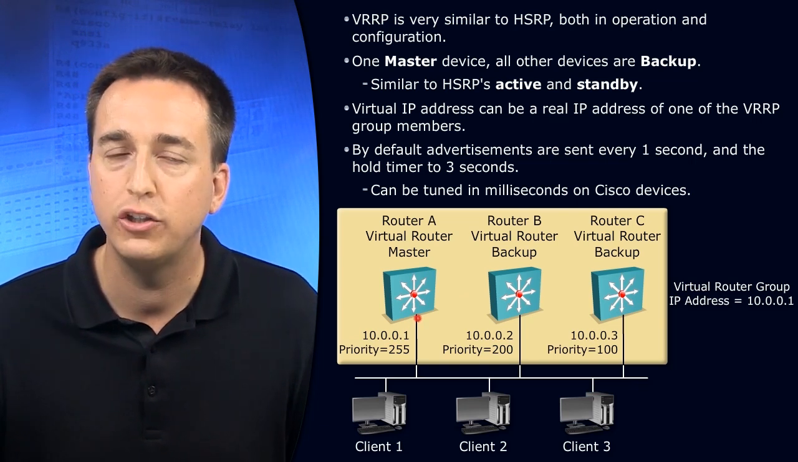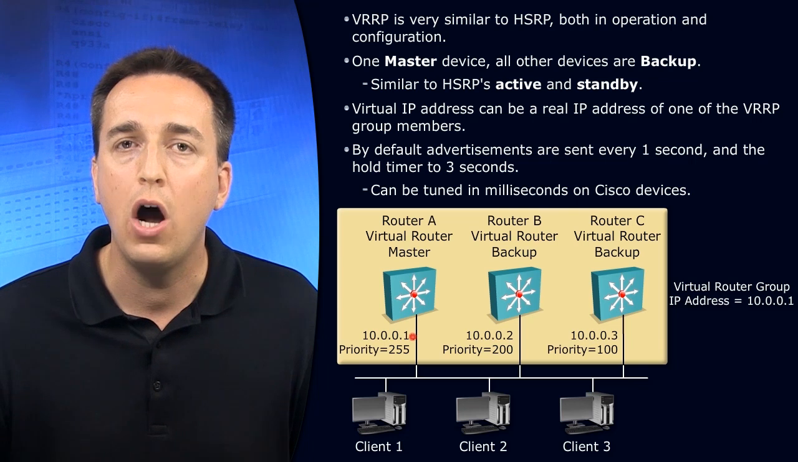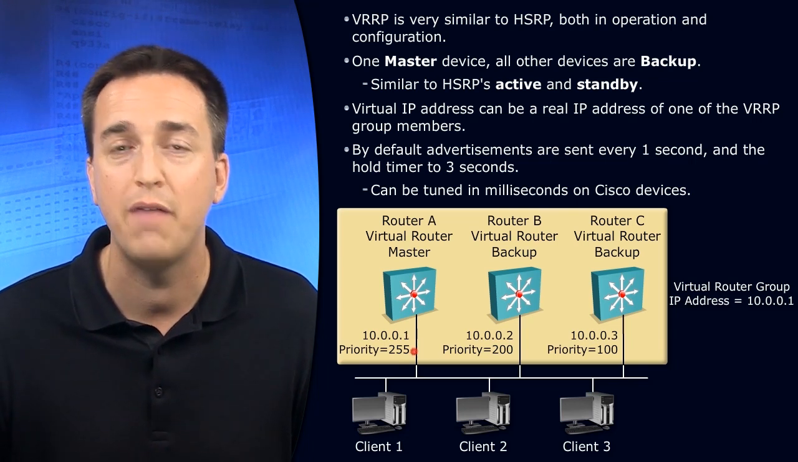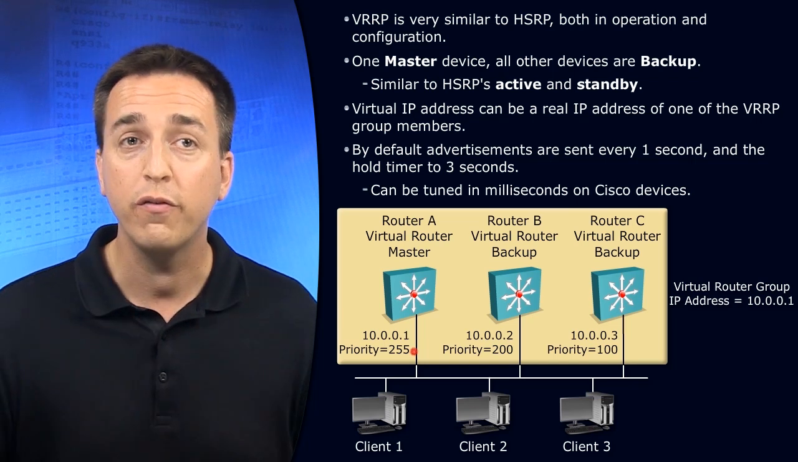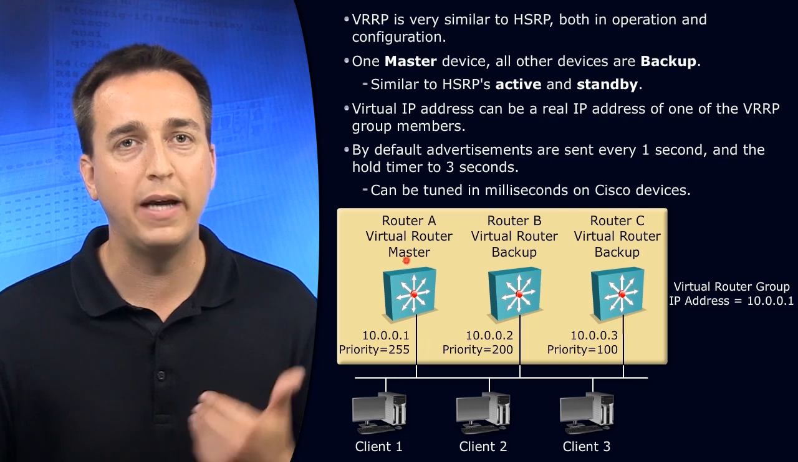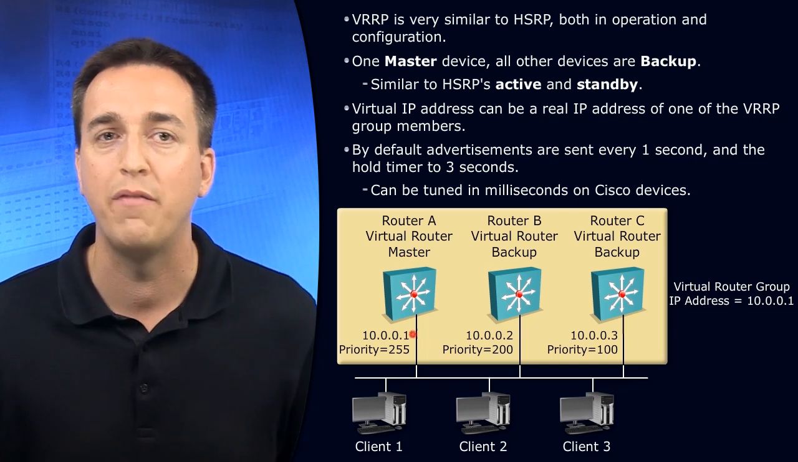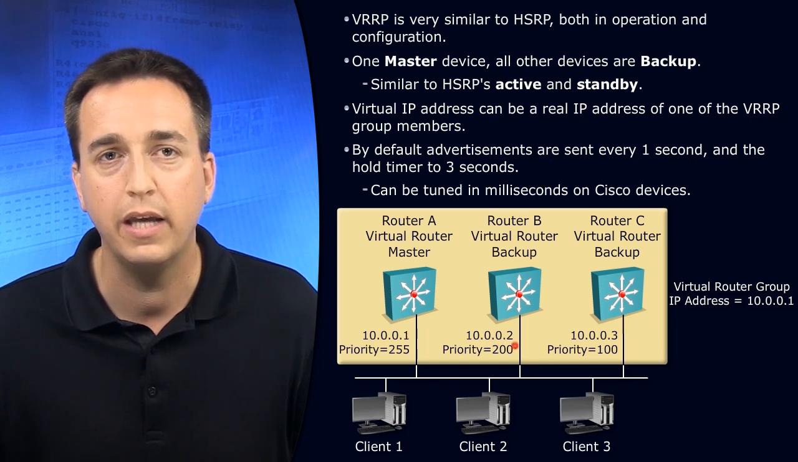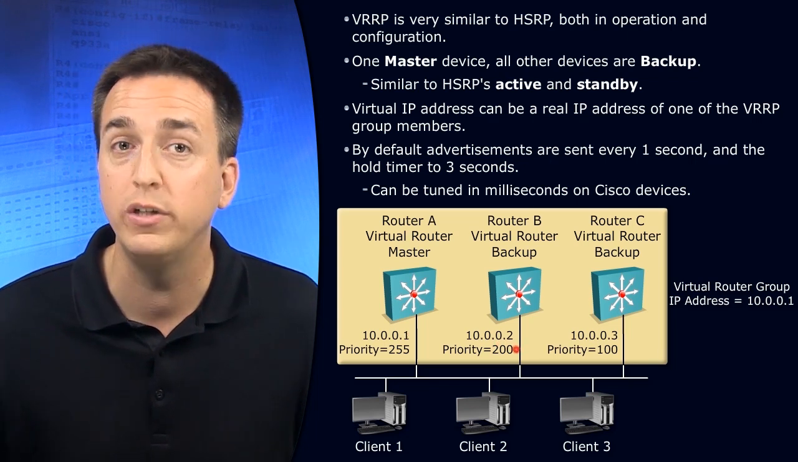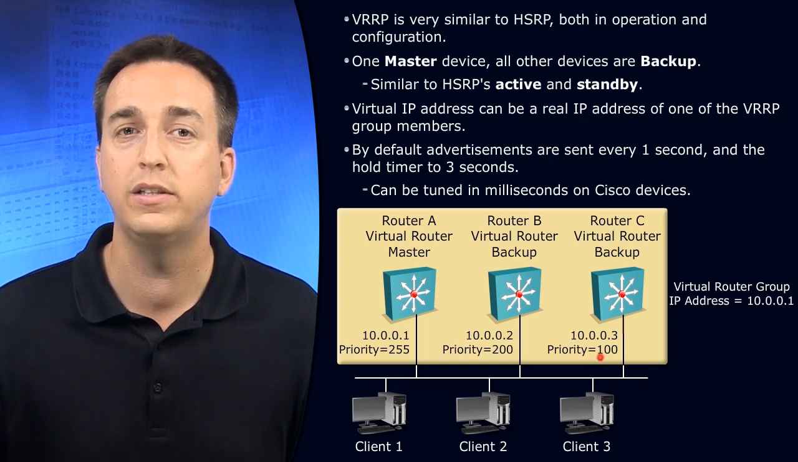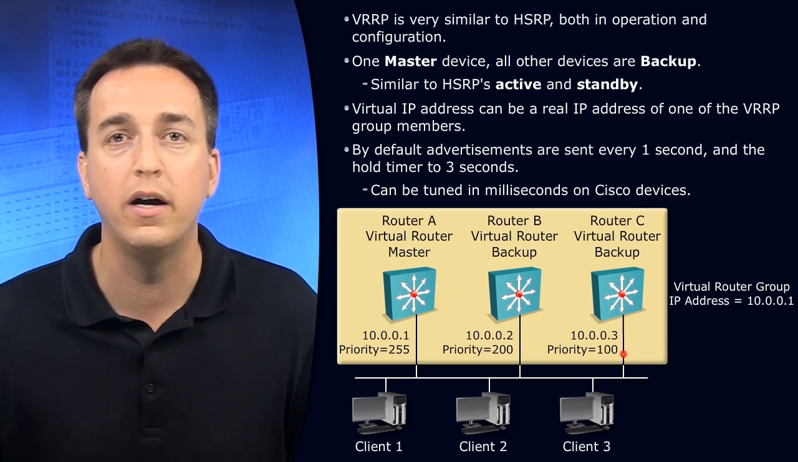And because that is true, Router A automatically increases its priority to 255, the maximum value. Therefore, it becomes the virtual router master, because by default, all the other routers would have a priority of 100. So Router B in this case had its priority manually changed to 200, whereas Router C, its priority has been untouched.